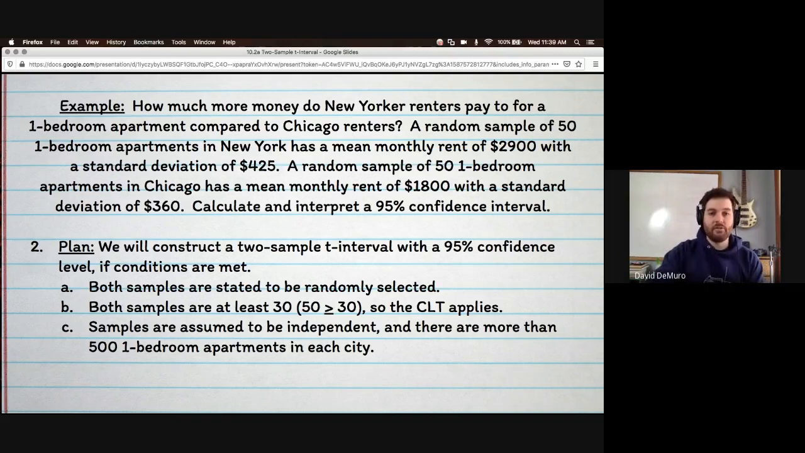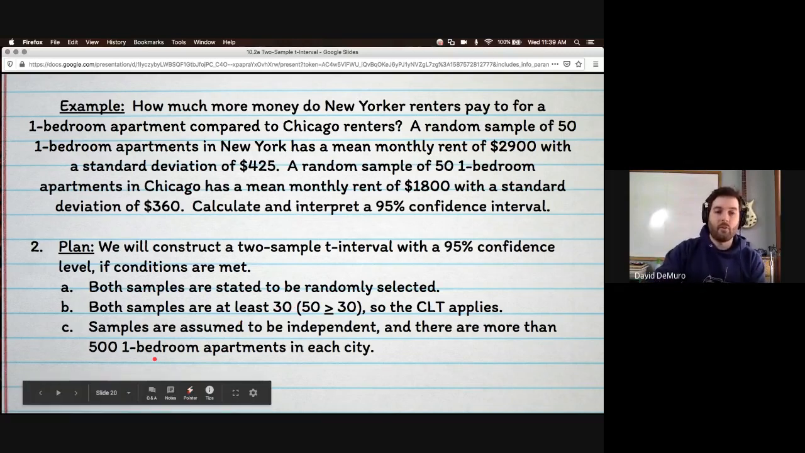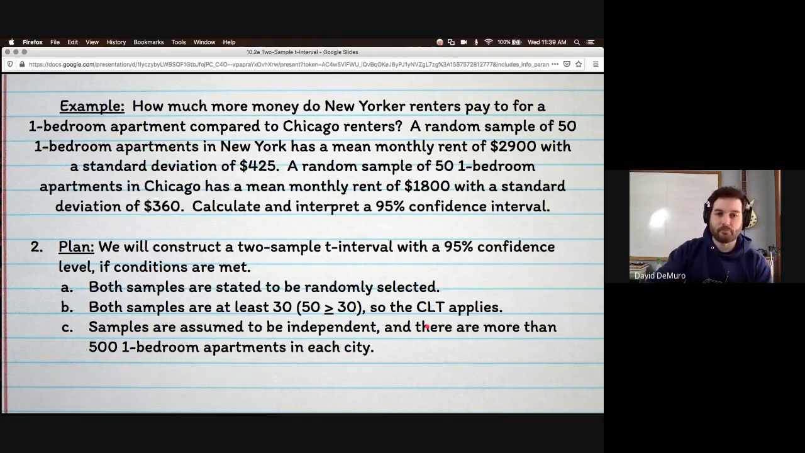For the large counts, both of the samples are at least 30. We got 50 apartments from New York, 50 apartments from Chicago. So since those are at least 30, the central limit theorem applies. And finally, our samples are assumed to be independent, and there are more than 500 one-bedroom apartments in each city. We're assuming that that is true.